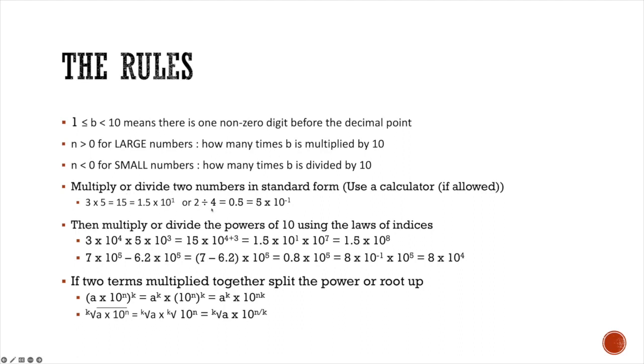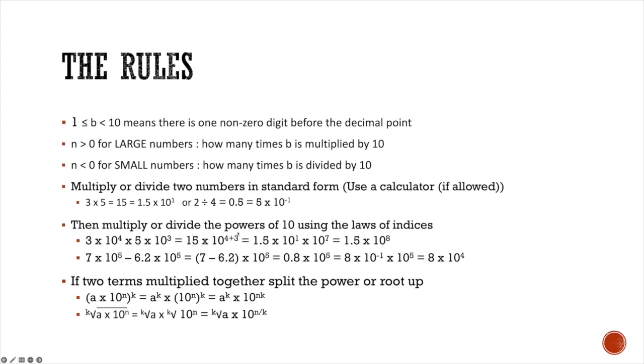If 2 divided by 4 means 0.5. Decimal is here, but we have to put the decimal after the non-zero value. So we have to put the decimal here. Decimal is going this way, one position. So it is 10 to the power minus 1.